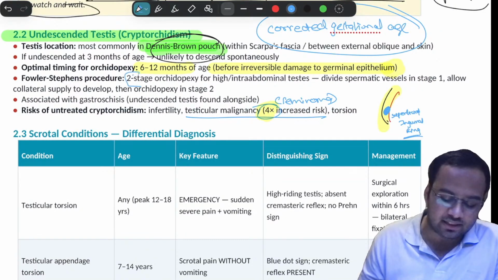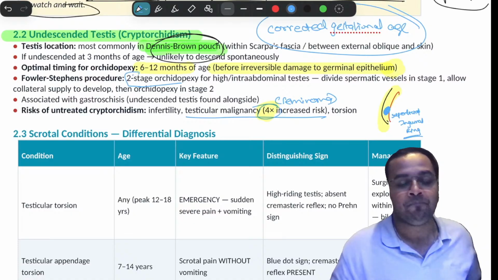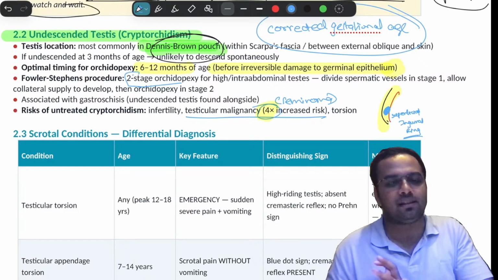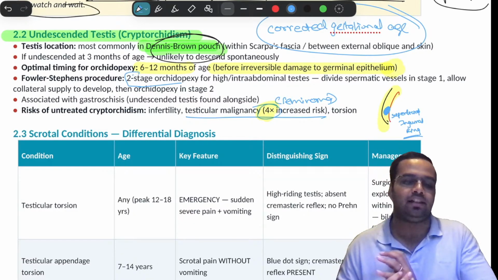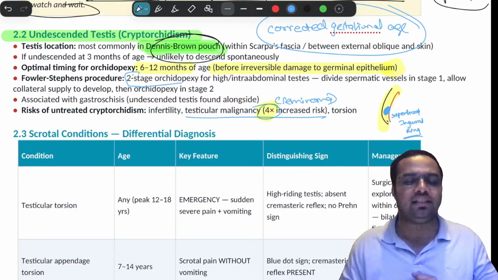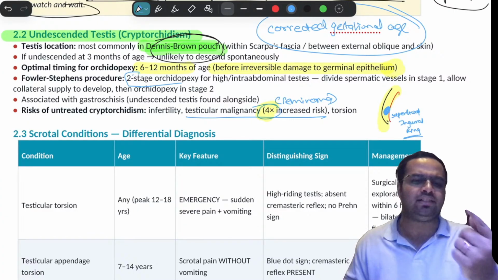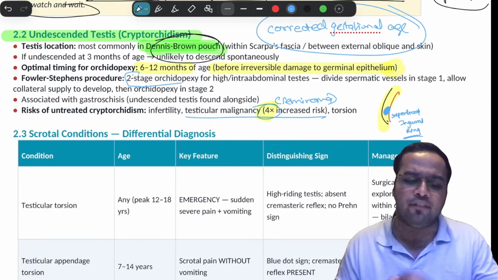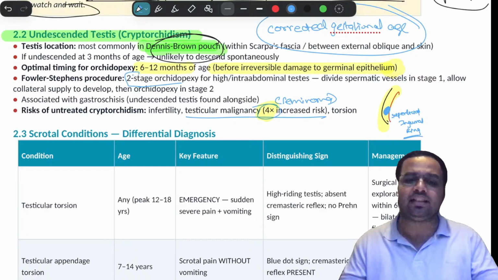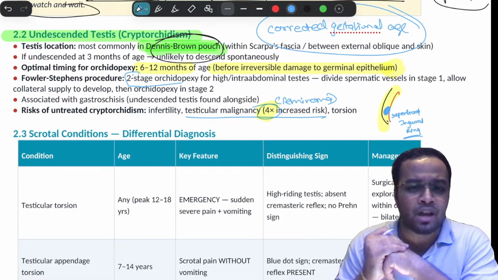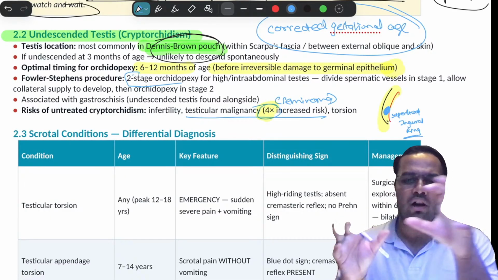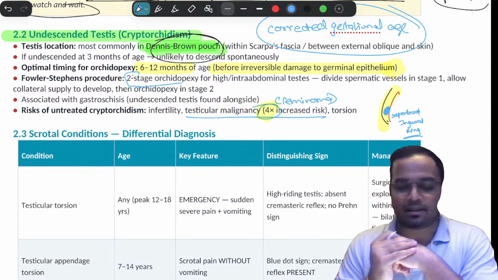Stephen Fowler's procedure. So what is a Stephen Fowler procedure? We know that the testicles are supplied by testicular artery and testicular vein. So whenever the testis is in the retroperitoneum and the testicular artery and vein length is going to be very much less, then that testis cannot be brought down into the scrotum. So how do we deal with it? Because the retroperitoneum has rich blood supply, what are we going to do?